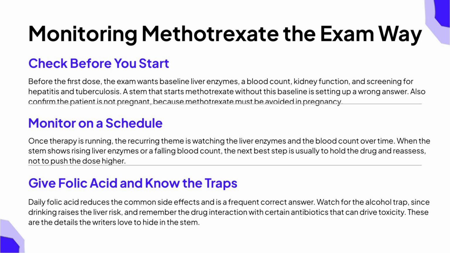Second, monitor on a schedule. Once the patient is on therapy, the recurring theme is watching the liver enzymes and the blood count over time. When the stem shows rising liver enzymes or a falling blood count, the next best step is usually to hold the drug and reassess, never to push the dose higher. Third, give folic acid and know the traps. Daily folic acid reduces the common side effects and is often the correct answer. Watch for the alcohol trap since drinking adds to the liver risk, and keep the interaction with certain antibiotics in mind, because that can drive toxicity. These are exactly the details the writers hide in the stem.